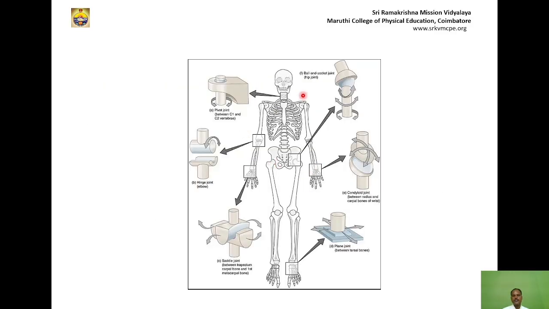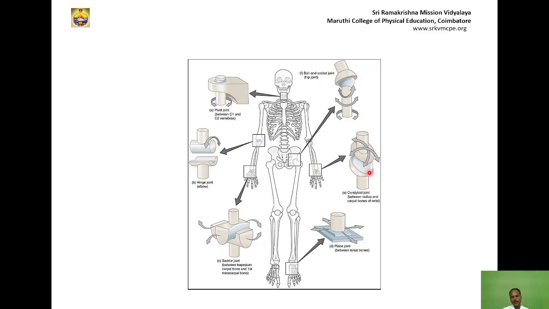So these are all the 6 joints. This is called the pivot joint, the neck joint. This is called the hinge joint, the elbow joint. This is the saddle joint. The thumb joint is called the saddle joint. Here, the plane joint: the tarsal bones or carpal bones. This is called the plane joint, another name is gliding joint.